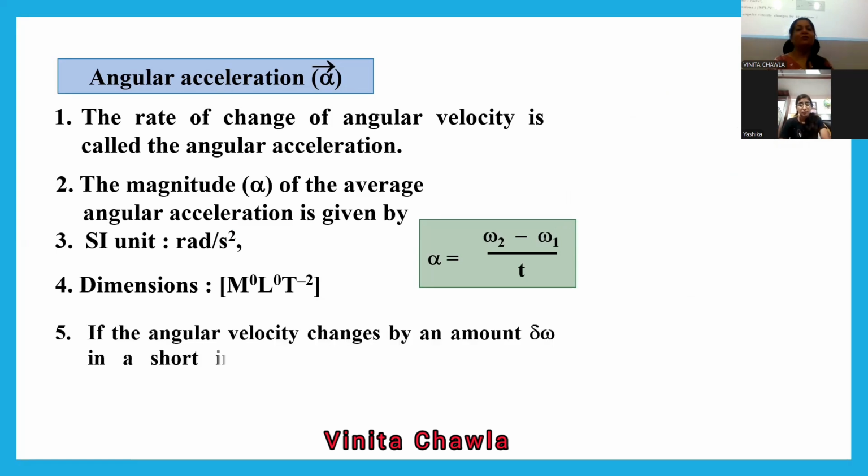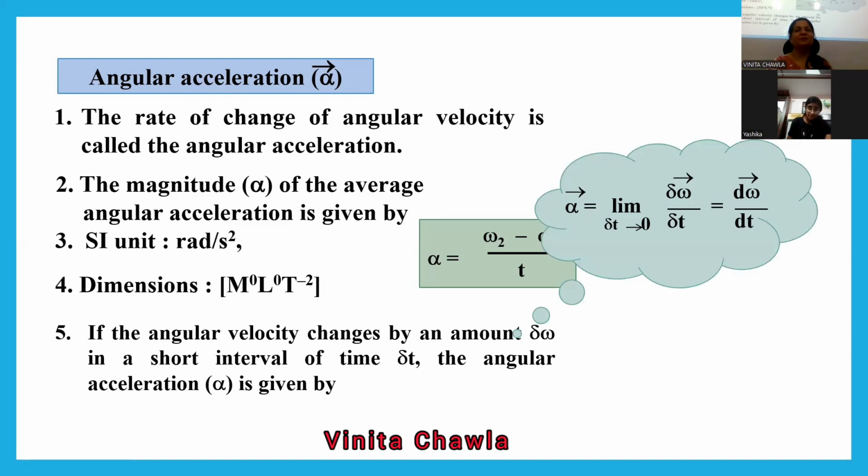And if the angular velocity changes by an equal amount in a short interval of time, the angular acceleration is given by this. Limit del t tends to 0, del omega by del t, or we can write this as d omega by dt, as we write for linear velocity and acceleration. The same way we write for angular velocity and acceleration. Okay? Any difference you have seen here? Similar है ना? एक जैसा सा ही लग रहा है ना? बस थोड़ा सा notations different है, right?